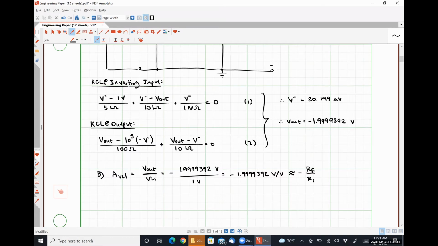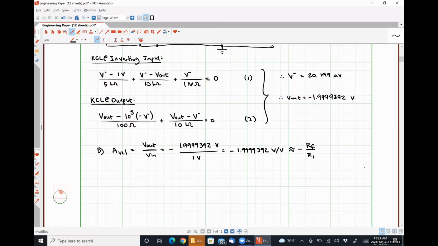I think we can jump ahead to the answer for part E as well. Our differential voltage, VD, is just negative V minus. So in this case, that's negative 20.199 microvolts. And so now we have those two Thevenin resistances that we need to look at.